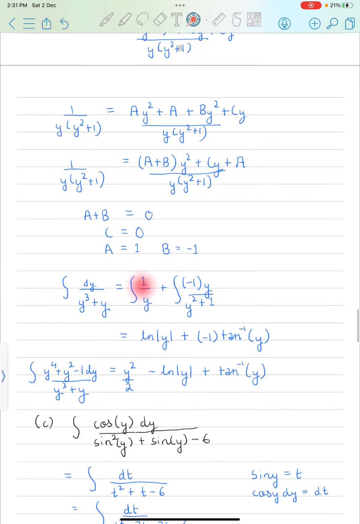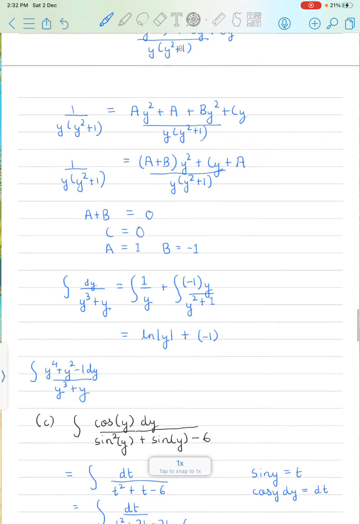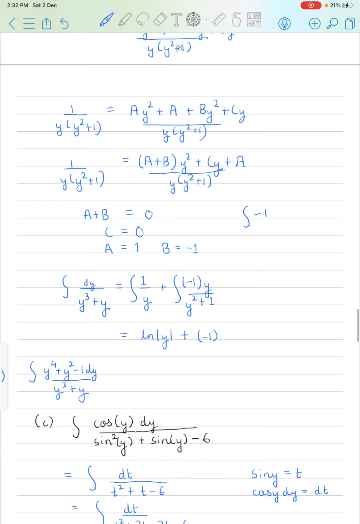And now if you integrate 1 by y, you will get ln mod y. And then if you ask me how to integrate this thing, you take, yeah, I think I made a mistake here. This shouldn't be tan inverse. So how should we integrate this?